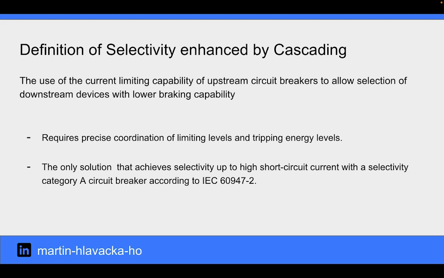Selectivity enhanced by cascading is the use of the current limiting capability of upstream circuit breakers to allow the selection of downstream devices with lower breaking capability. This approach requires precise coordination of limiting levels and tripping energy levels. This solution is the only one that achieves selectivity up to high short circuit current with selectivity category A circuit breakers according to IEC 60947-2.